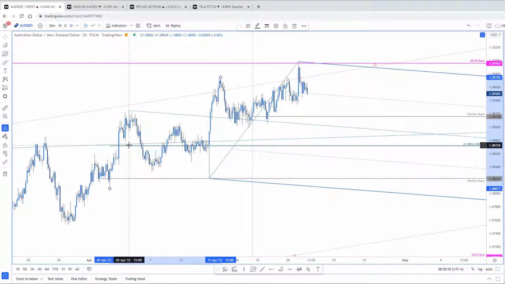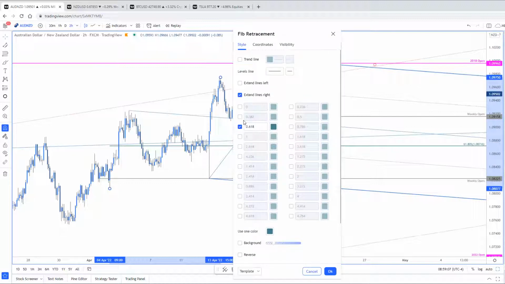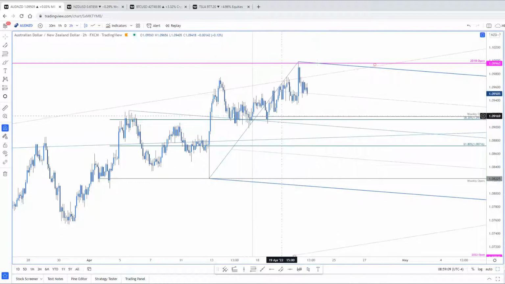So this retracement is your monthly range. Here's your April open. 618 is 108.70. And the 38.2 comes in line pretty darn close with this week's open. Okay, so I was looking at this right ahead of the webinar today.